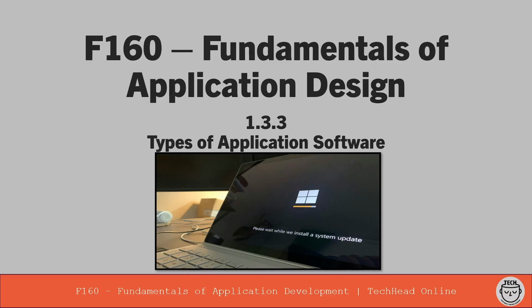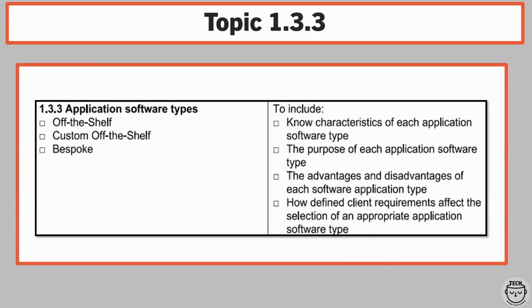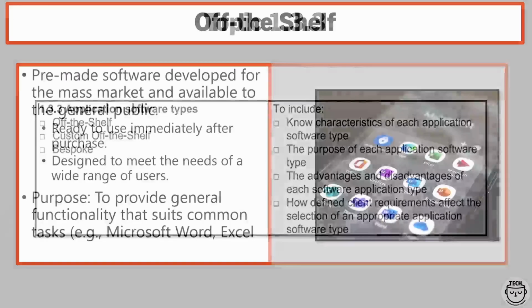We're going to look at topic area 1.3.3, which is types of application software. So for this, you need to know what off-the-shelf, custom off-the-shelf and bespoke mean, the characteristics, advantages and disadvantages, and how a client requirement may affect the selection of those types.